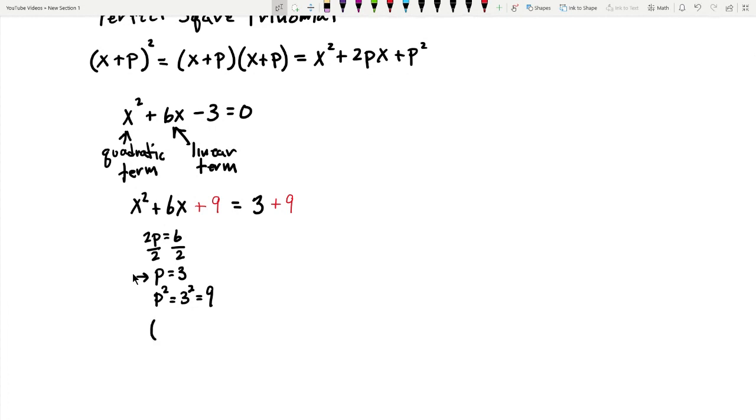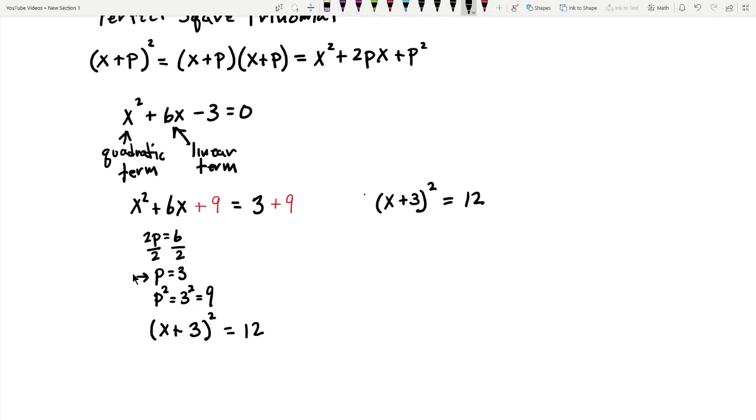So that means my left-hand side is going to factor into (x + p), which is (x + 3) squared. And my right-hand side, I'm just going to add 3 and 9, and I'm going to get 12. Now that I've gotten this far, I can finish solving the equation, which we may as well do. So now we've got (x + 3) squared equals 12. So I've completed the square on it.